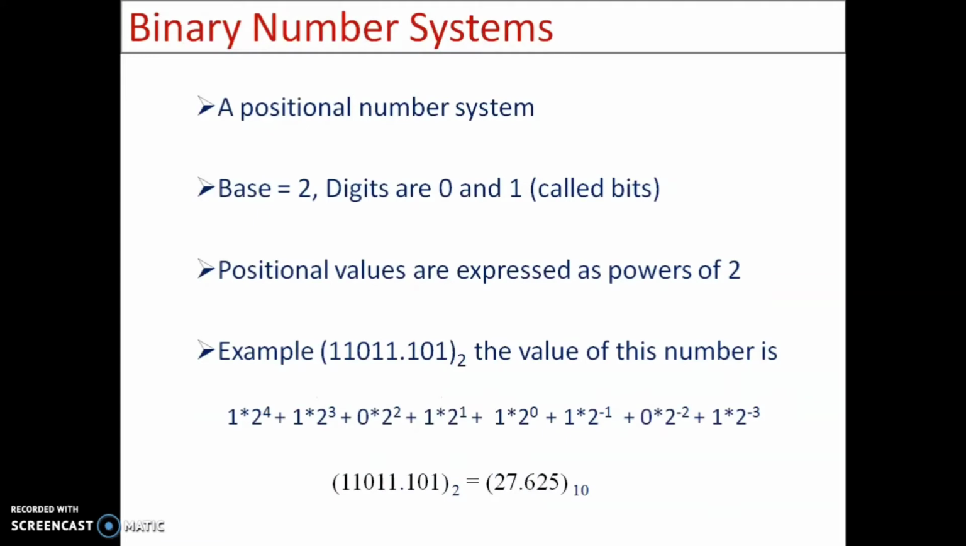Binary number system is also a positional number system. It has two digits, that is 0 and 1. We call them bits. Since there are only 2, the base is also 2. And positional values are expressed as powers of 2 in a binary number system.